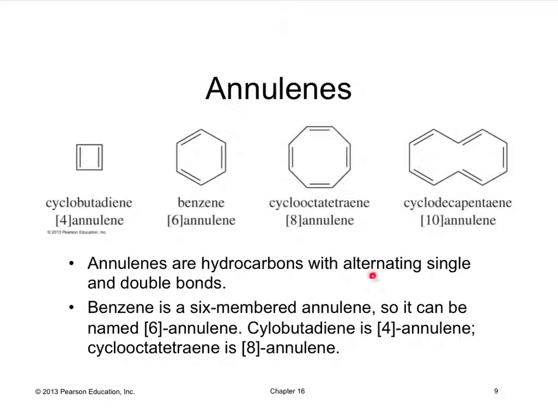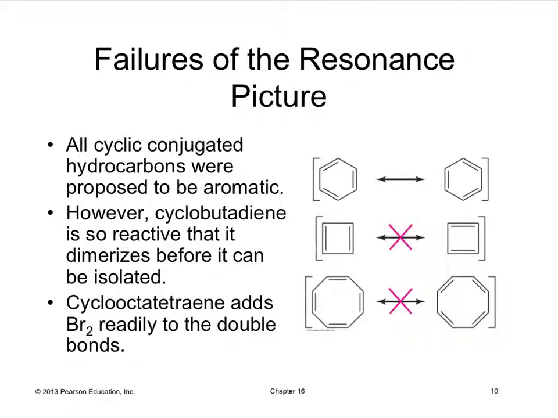Annulenes are hydrocarbons with alternating single and double bonds, so here's cyclobutadiene, benzene, cyclooctatetraene, and cyclodecapentaene. So the 6-membered ring is [6]annulene, cyclobutadiene is [4]annulene, and then subsequently [8] and [10]annulene. All cycloconjugated hydrocarbons were proposed to be aromatic. However, cyclobutadiene was reactive and dimerizes before it can be isolated, so it's not necessarily aromatic. Cyclooctatetraene adds Br2 readily to the double bond, so it's not necessarily aromatic.